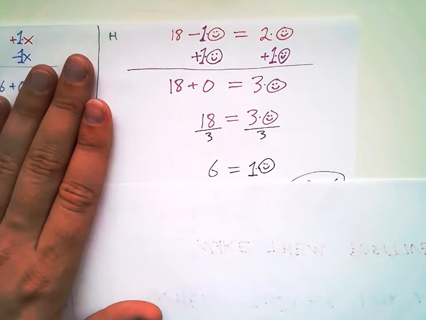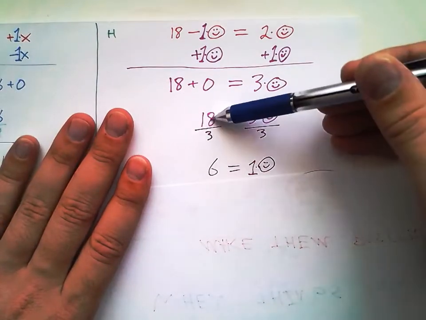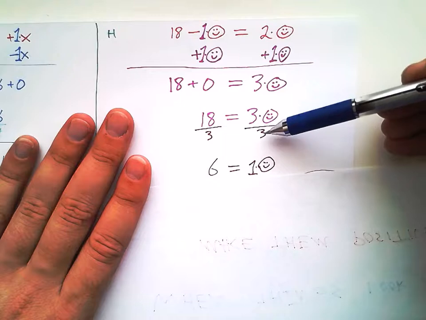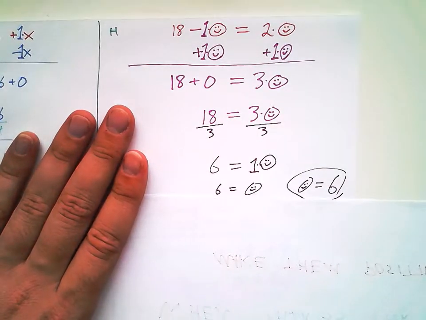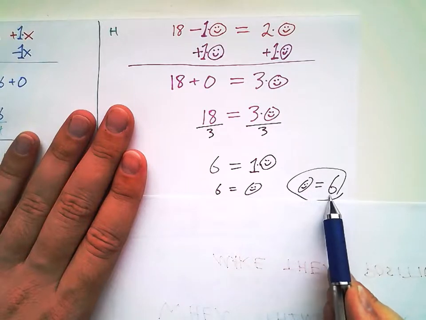Divide both sides by 3. 18 divided by 3 is 6. 3 smiley faces divided by 3 is 1 smiley face. So we got smiley face equals 6.